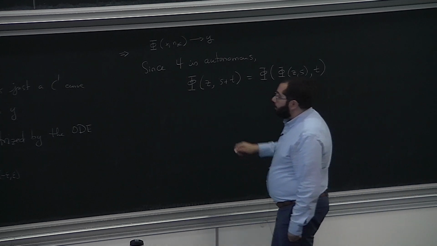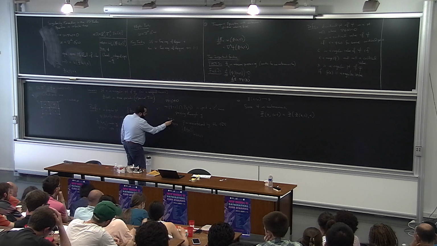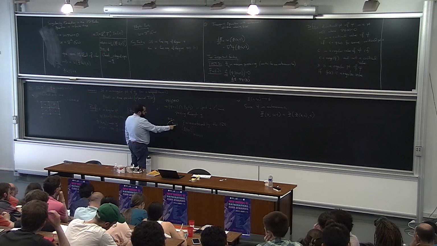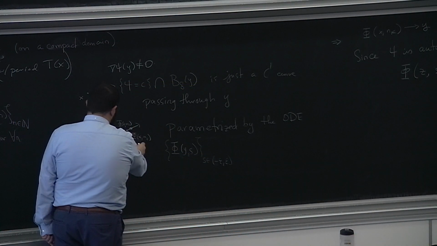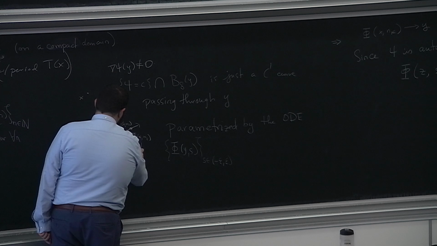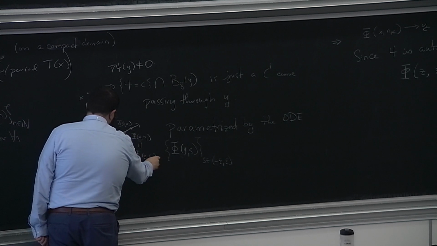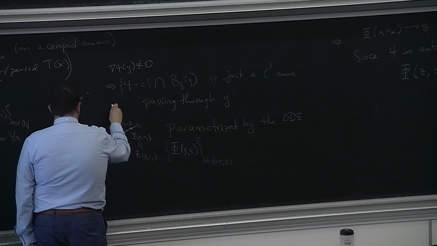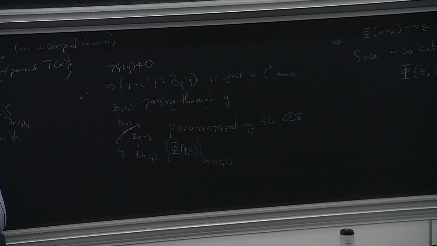So that means this point, phi of x n1, and this point, phi of x n2, are the same as phi of y, epsilon 1, and phi of y, epsilon 2. Isn't that right? Is everybody following? Is this too easy? Maybe it's too easy. But okay.